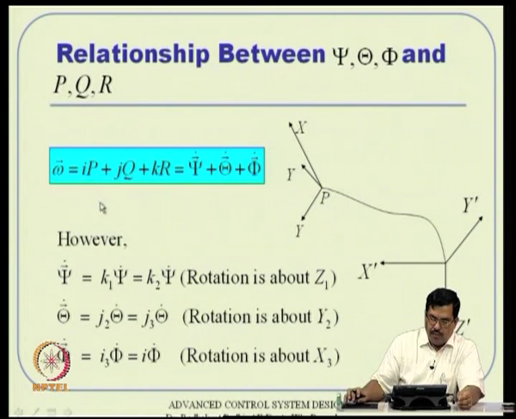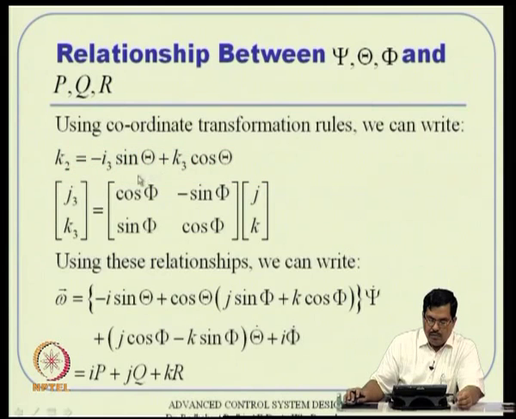Let us do that. This k2, I can write as something like i3 and k3. Essentially, you can write i2 and k2 as a function of i3 and k3, the way I have written it below. So j3 and k3 are related to j and k like this. Remember, j k stands for the body axis, and j3 k3 stands for just before that. The last rotation is phi basically. So this relationship is like that.